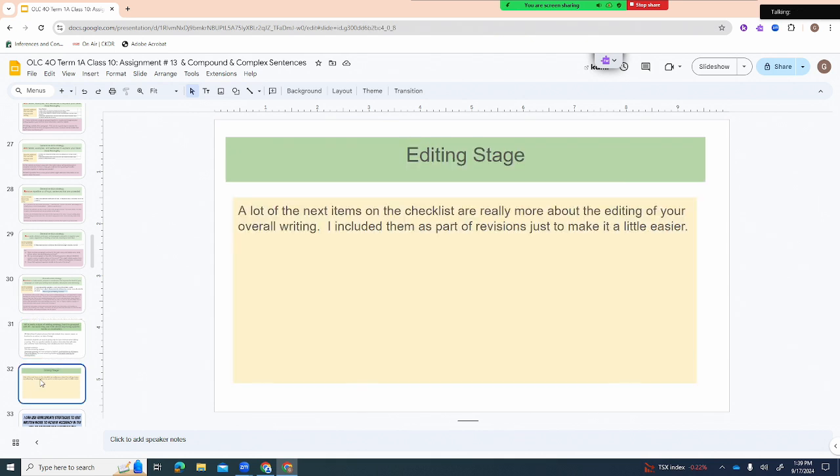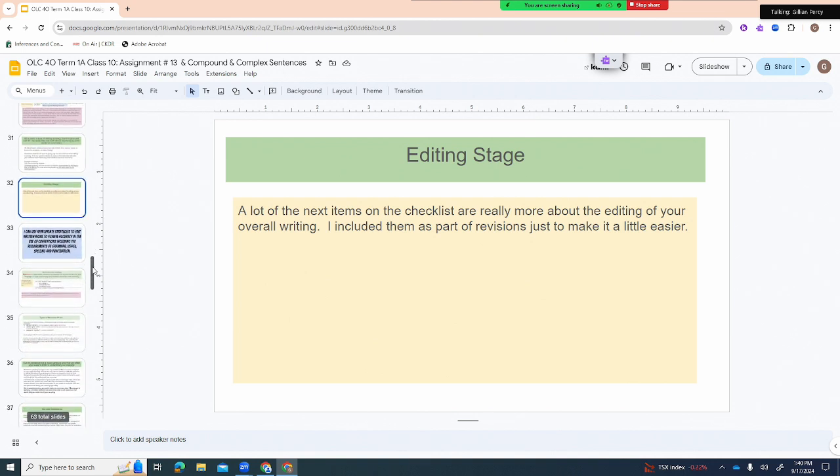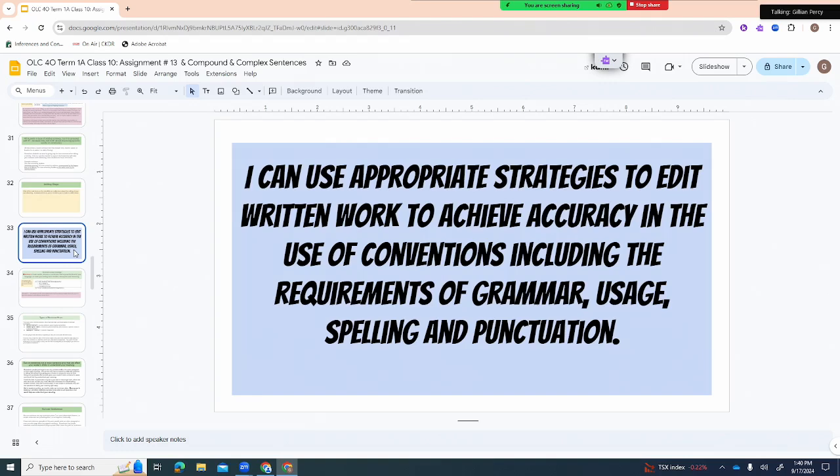Okay. The next part of the items in the checklist are really going to be talking more about editing than about revising. I just kind of included them all in one checklist to sort of make this step easier. I didn't want to have this assignment take forever. So we're going to kind of move into talking about editing right now. So this goes to the learning goal where we're trying to achieve accuracy in using conventions. And conventions is just kind of a big category that includes grammar, usage mistakes, spelling mistakes, and punctuation. Okay?